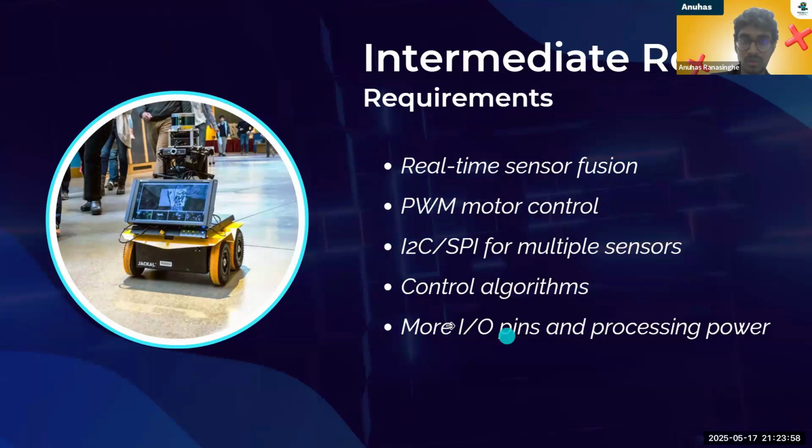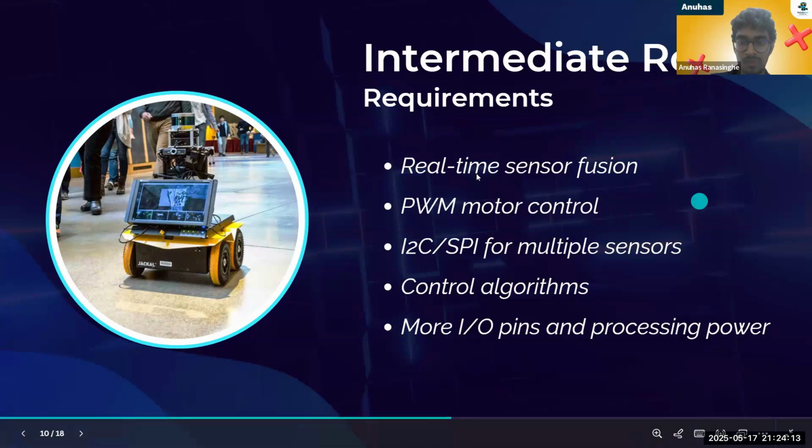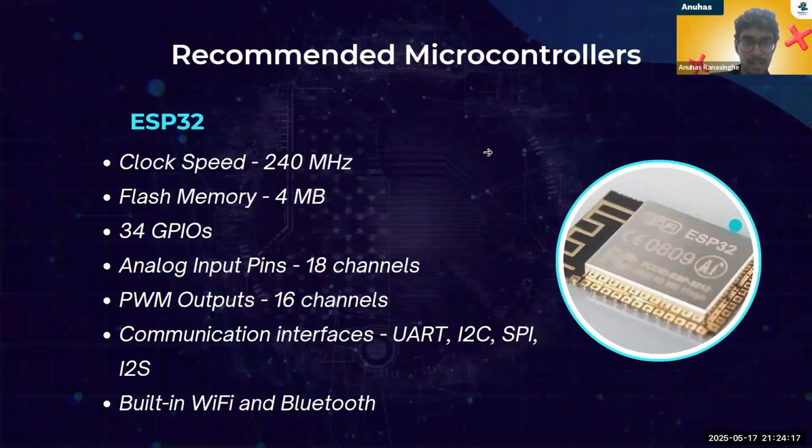And if we use more sensors and more actuators, you need more input and output pins, and more processing power is required for the intermediate robot. So we have to select a suitable microcontroller that can fulfill all of these requirements. So we can go through it. And the first one is the ESP32.